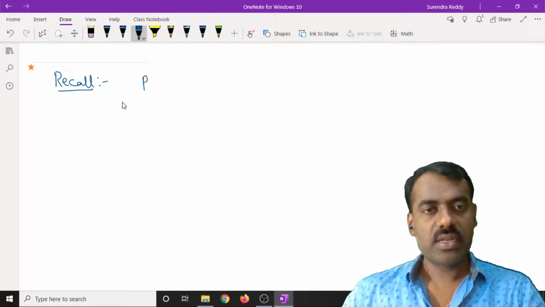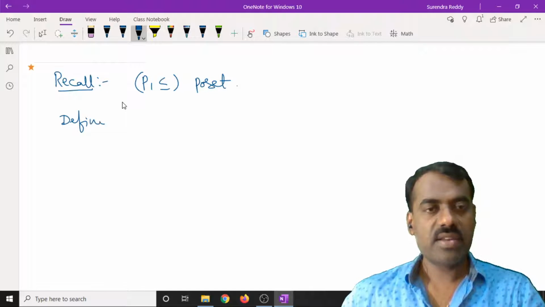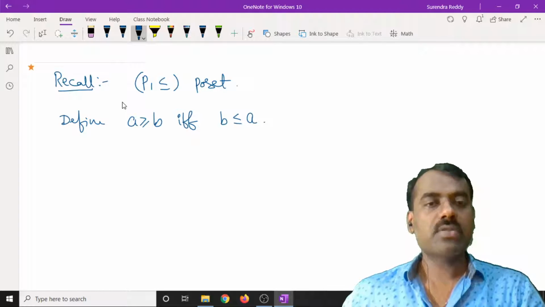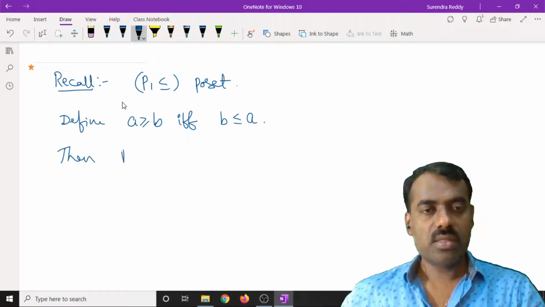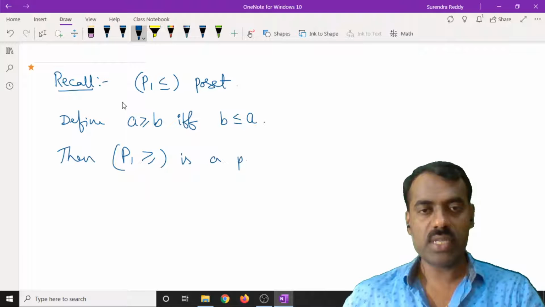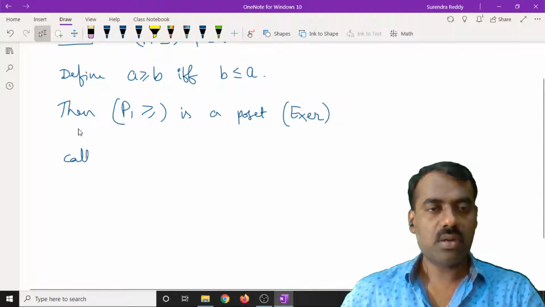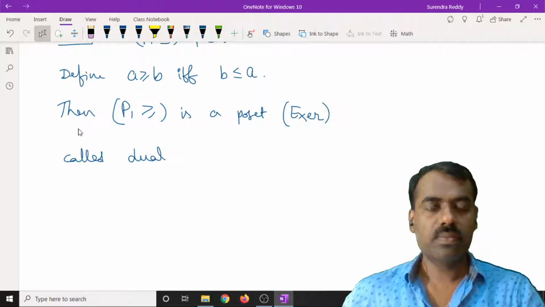that we already know that if P with this relation is a poset, then define a new relation A greater than or equal to B if and only if B is less than or equal to A. Then with respect to this relation, the set P together with this relation is also a poset. We can check this, it's very easy. And this is called the dual of the poset.